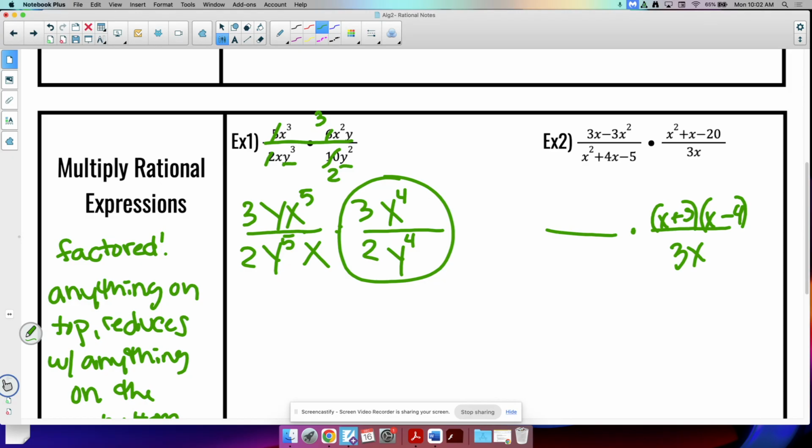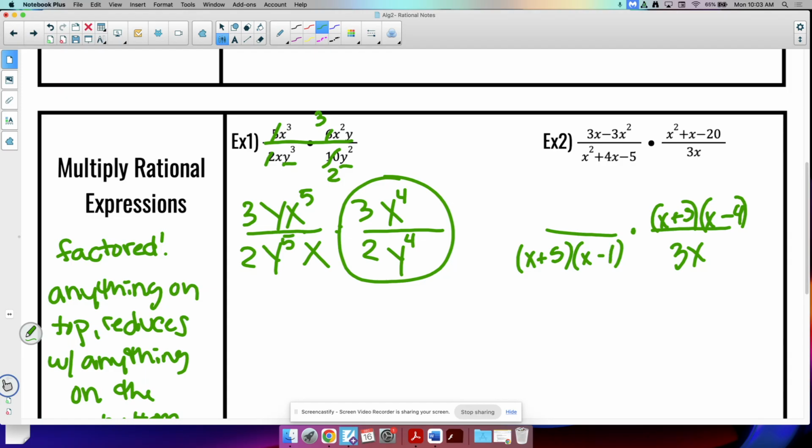Jumping now to the bottom left, is there a greatest common factor of the bottom left? Nope. So x squared has to come from x and x. Do we have same signs or opposite signs? Opposite. How do you get a 5 and a 4? Yeah, plus 5 minus 1. And then the top left.